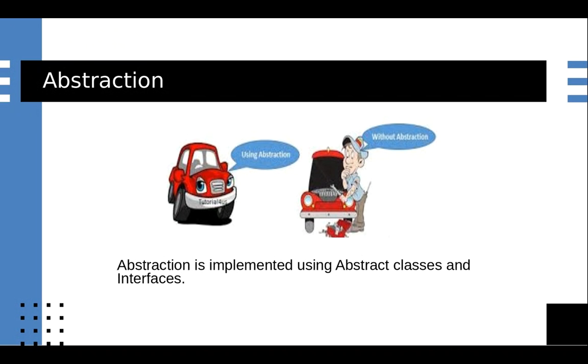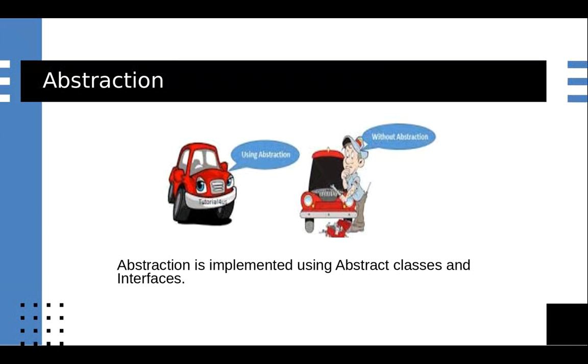Here again, abstraction is implemented using abstract classes and interfaces. A polygon is a very good example of an abstract class. In a polygon, we have many sides, but we don't know how many. We can't define the area of a polygon because the number of sides is not known. So the formula is not known, and we can't define it over here.